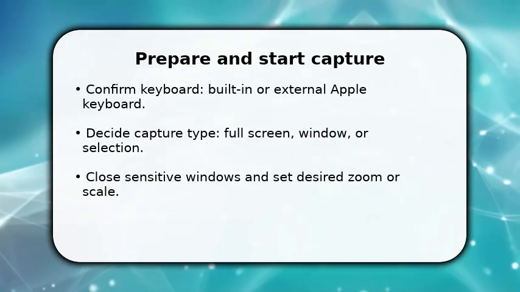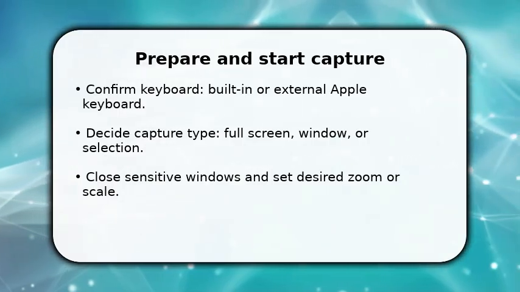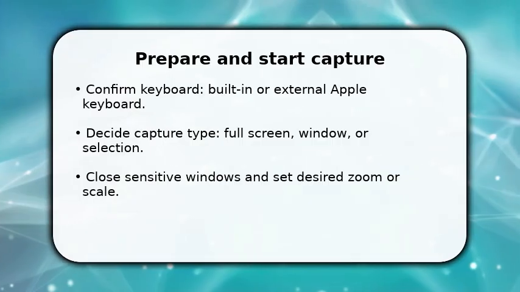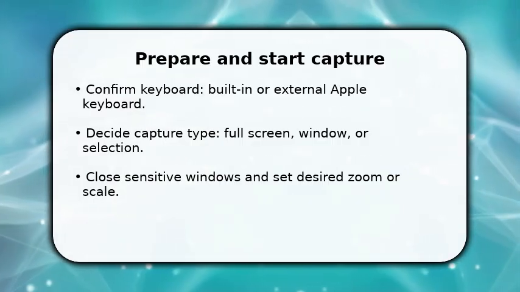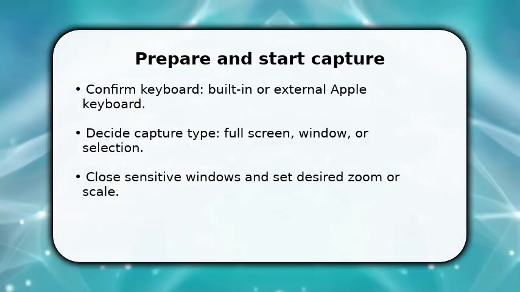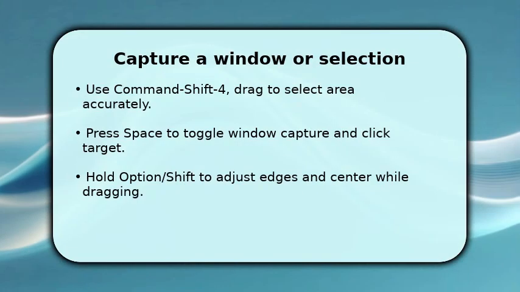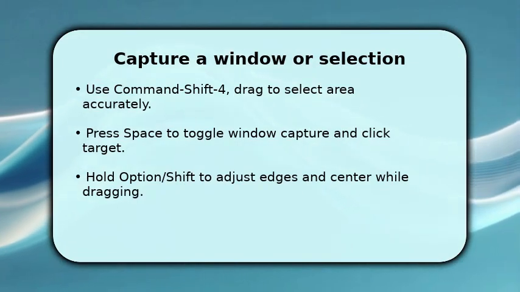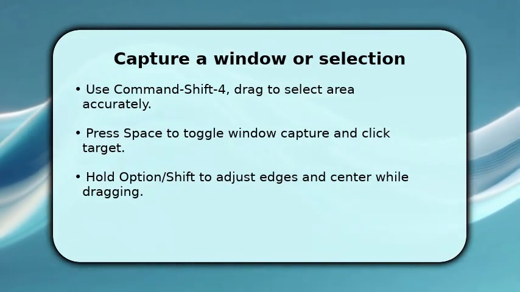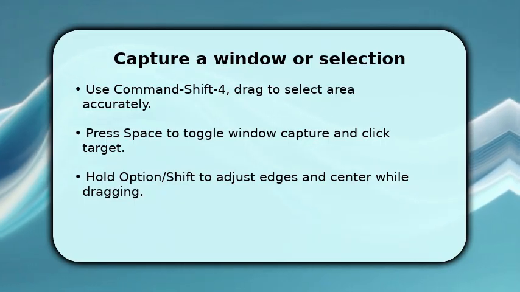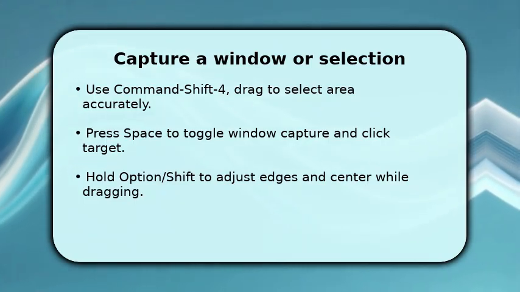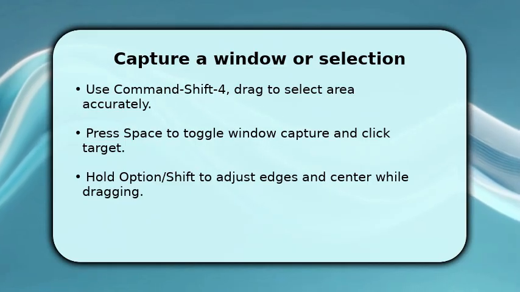If you need the file elsewhere, hold Ctrl to copy to the clipboard instead, which lets you paste into another app instantly. Now you'll capture a specific area or a single window precisely. Press Command-Shift-4 to change the cursor to a crosshair, then click-drag to define the selection. Hold Shift or Option to lock edges or center the grab for cleaner composition.